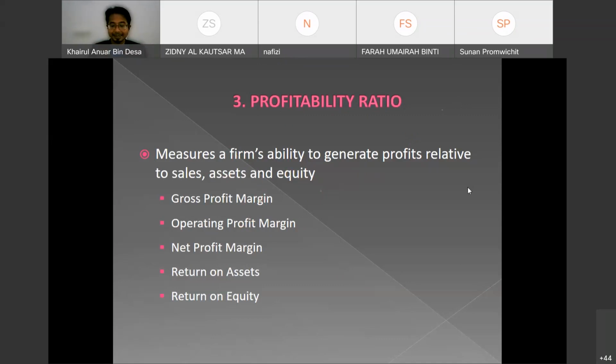Relative to the sales, asset and equity. Cukupkah syarikat kita membuat keuntungan? Okay. This is the objective of profitability ratio. Why we run profitability ratio? To see our company good enough in generate profit.